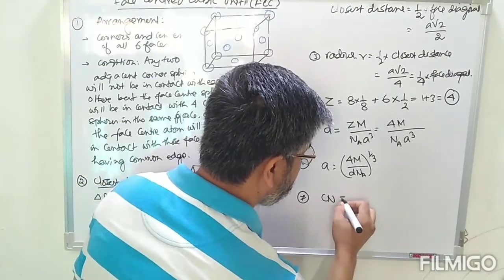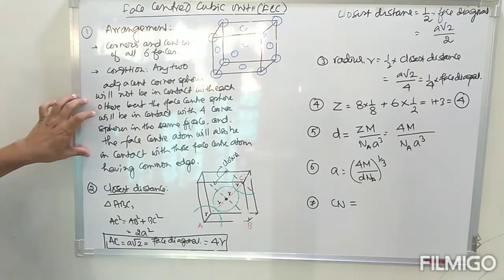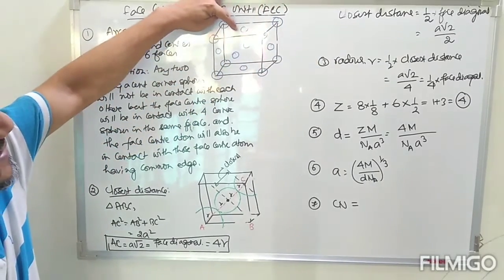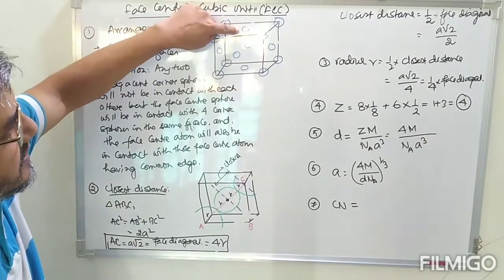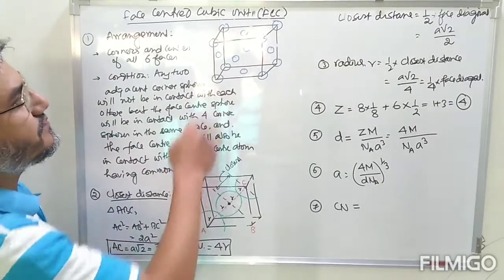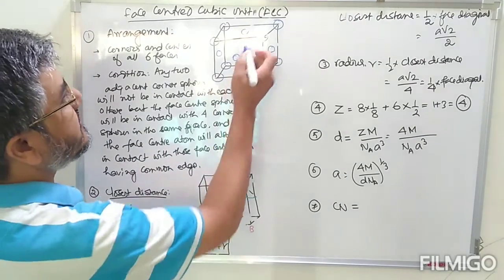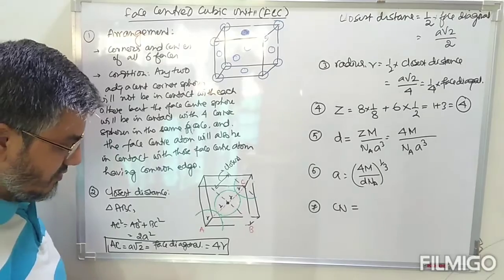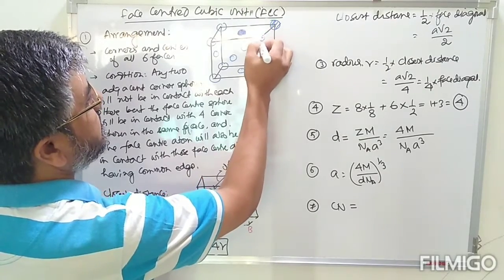Coordination number. Now look at this coordination number. The condition clearly says any 2 adjacent corner atoms should not be in contact with each other, but a face center atom will be in contact with 4 corner atoms in the same face. Plus, each face center atom will be in contact with those face center atoms having a common edge. So if you look at this, take this face center. Now for this face center atom, the atoms or spheres that will be touching this face center atom will be these corner atoms in the same face.